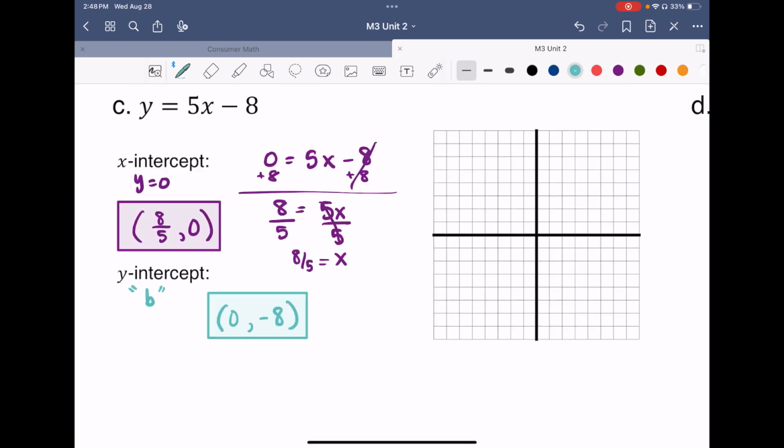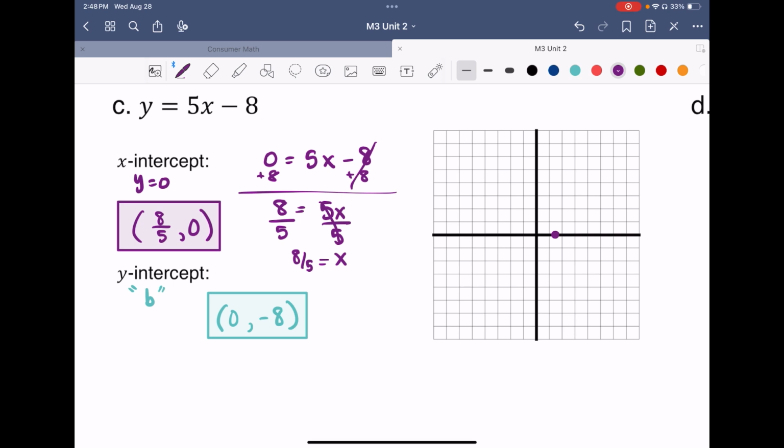So as you can see with the x-intercept, it does not come out to an integer. We have a fraction, 8 over 5. So we're going to do our best to graph 8 over 5. 8 over 5 is bigger than 1 because 1 would be 5 over 5. And it's smaller than 2 because that would be 10 over 5. So it's somewhere in between 1 and 2. We're going to do our best to estimate it.